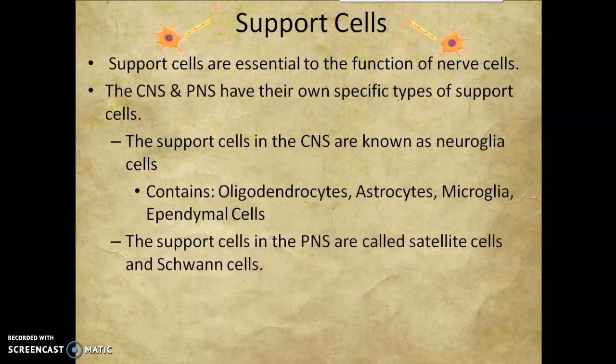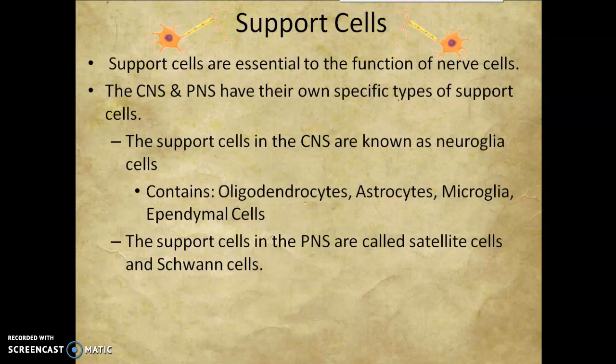Now, the support cells in the peripheral nervous system, there's not as many. There's only 2 different types in your peripheral nervous system, which makes sense because it is a less complicated system compared to your central nervous system. So the support cells in the peripheral nervous system are called satellite cells and Schwann cells.